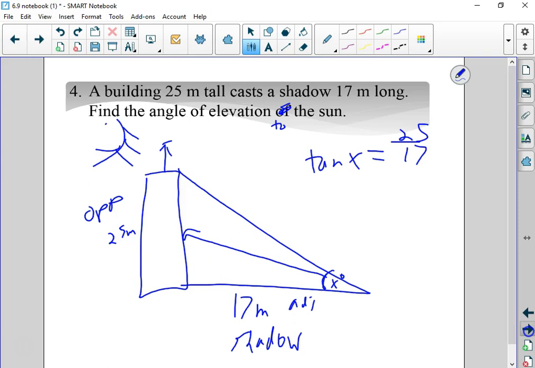So we do second tangent 25 divided by 17. And that gives us 55.7, which means we're going to round to 58 degrees. Okay, I can't read the numbers on the calculator. 55 point something, so it's going to round up to 56 degrees. Okay, last two.